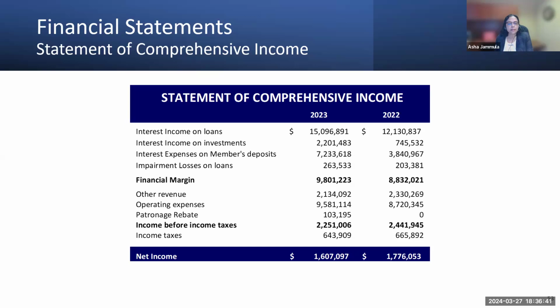Operating expenses rose slightly to $9.6 million, an increase of 9.87%, reflecting our ongoing investments in enhancing member services and operational efficiency. With before tax income of $2,251,000 and after tax income of $1,607,097, we maintain a strong financial position for continued growth and sustainability.